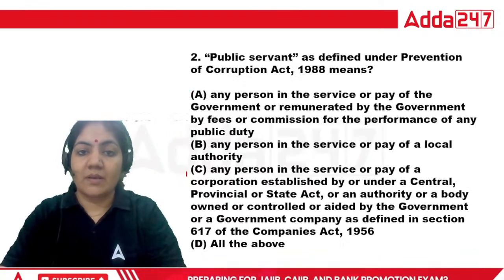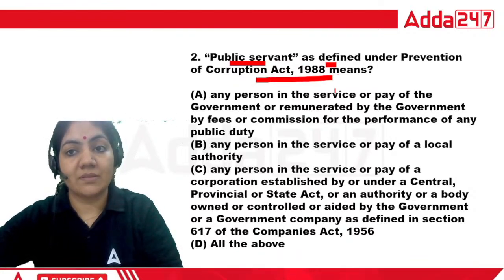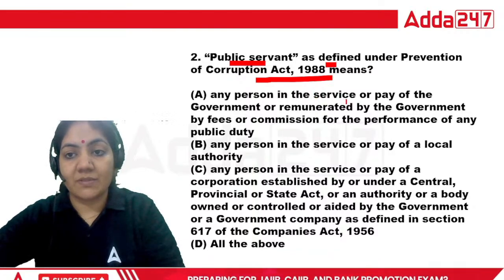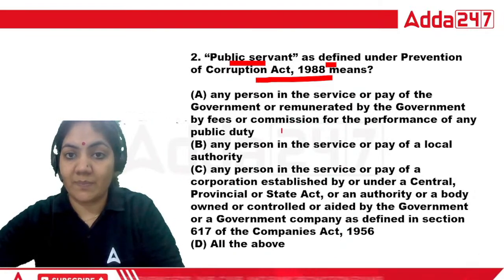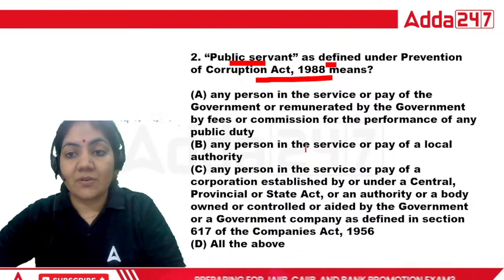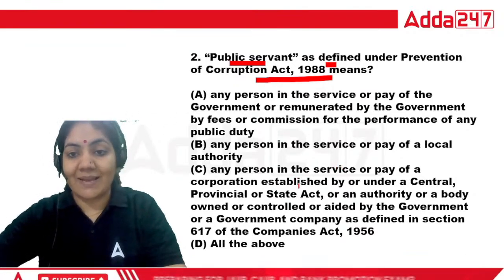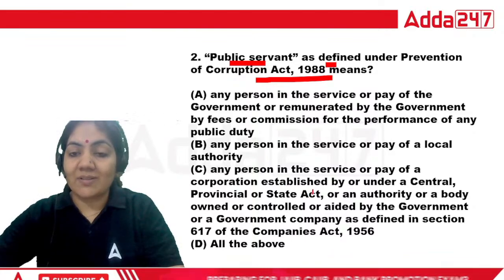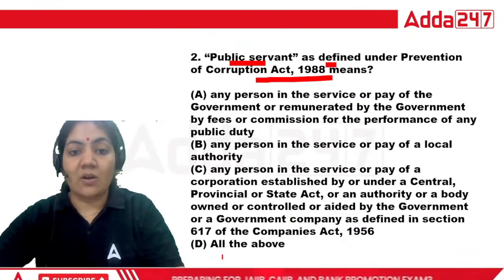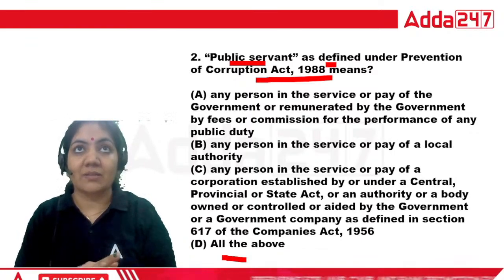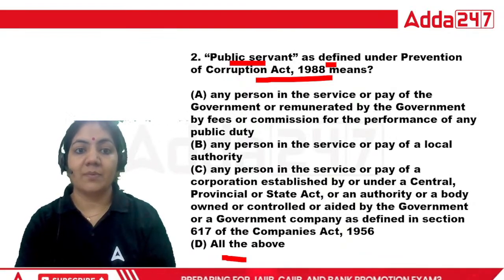Next question: the public servant as defined in the Prevention of Corruption Act means? Any person in the service or pay of the government, or remunerated by the government by fees or commission for the performance of any public duty; any person in the service or pay of a local authority; any person in the service or pay of a corporation established by or under a central, provincial or state act, or an authority or a body owned, controlled and aided by the government, and a government company; or all of the above. Which of the following is exact regarding the public servant? Tell me. This is very important.